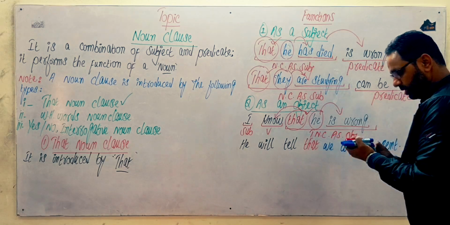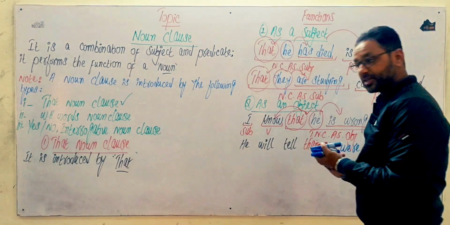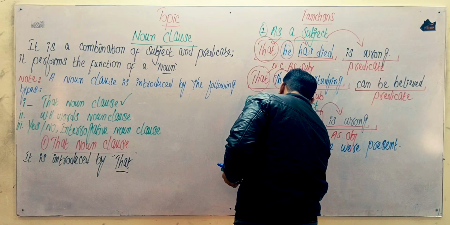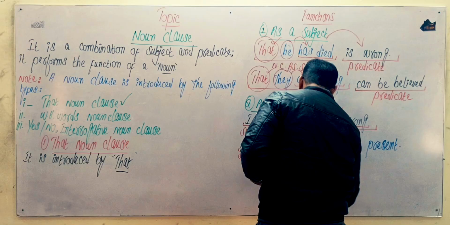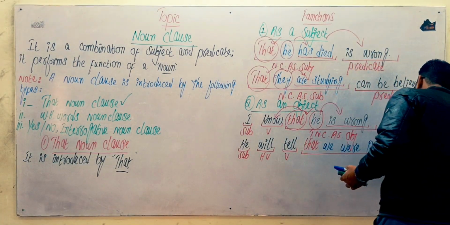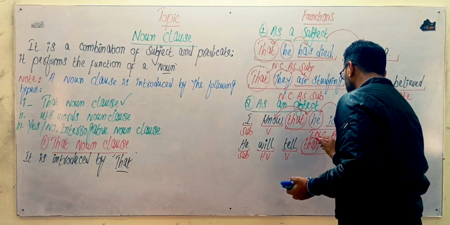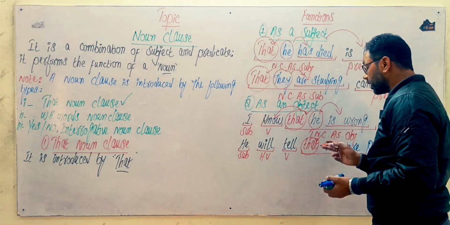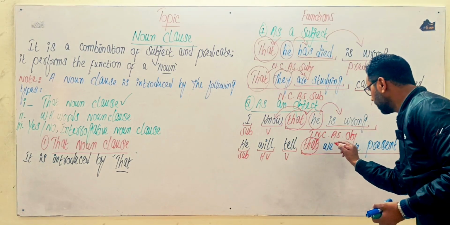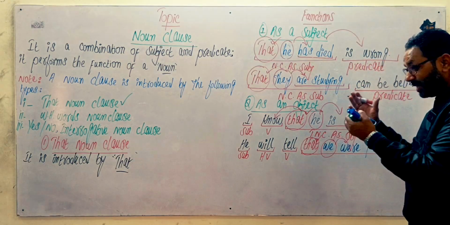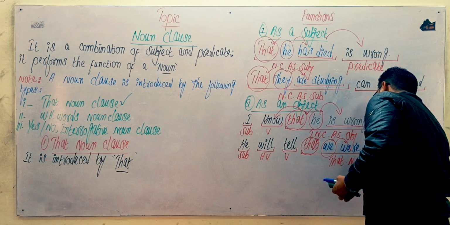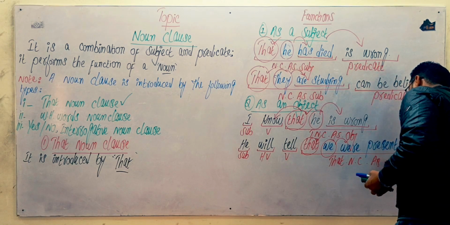Once again, bete, what is this? Subject. What is will? Helping verb. What is tell? Verb. What is remaining then? Object, but not a word. Complete clause. What is clause? Noun clause introduced by that. First type. Working as an object, coming right after verb, but not in a shape of word. It must have its own subject plus predicate, and this complete unit is that noun clause as an object.